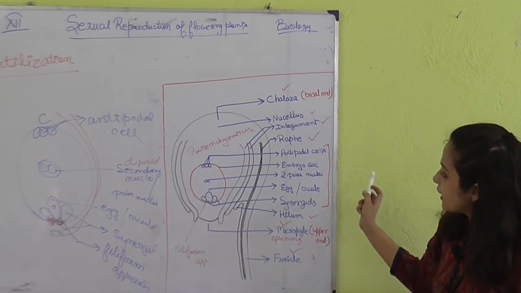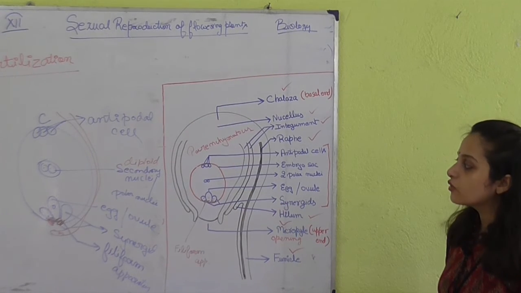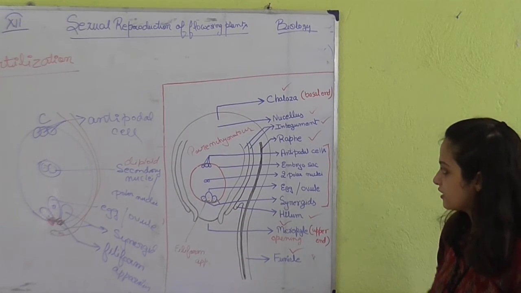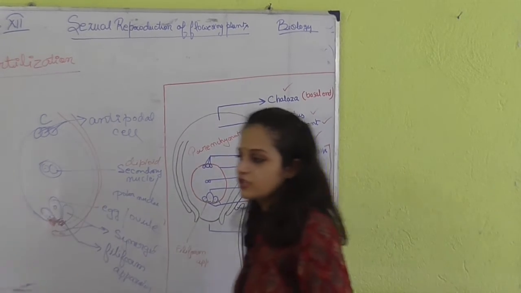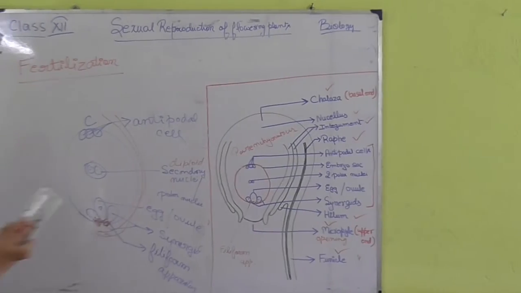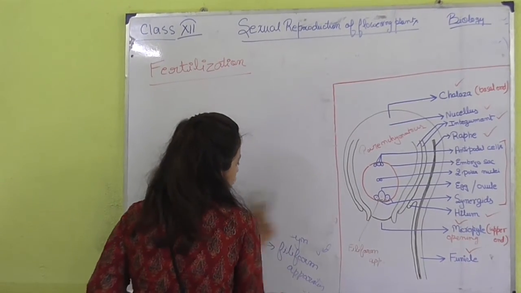Then this is the polar nuclei or the secondary nucleus, we can say this, by the way, diploid. So this is the overall structure of a megasporangium. Now we will study fertilization. So let us draw again.